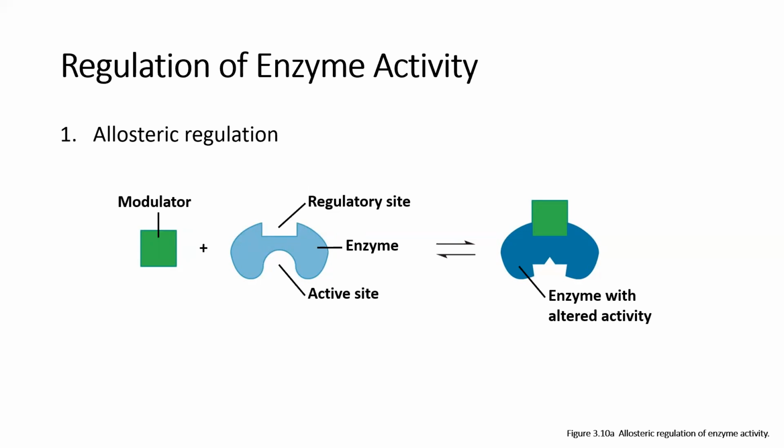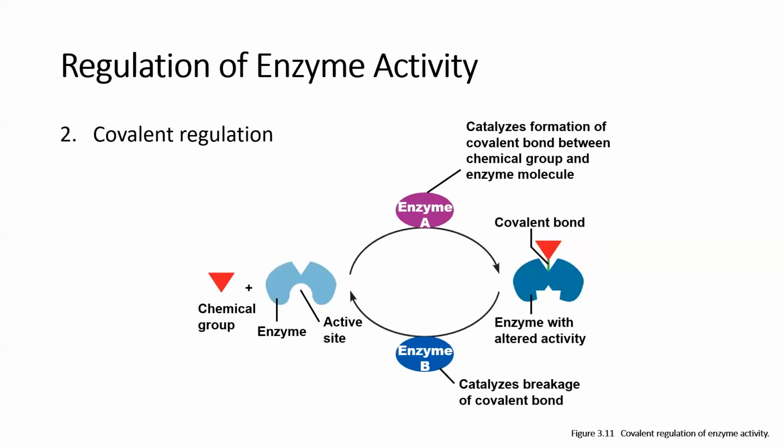And so the modulator can turn the enzyme on and allow it to bind substrate, or turn the enzyme off and prevent it from binding substrate. So that's one way that we can regulate enzyme activity. And when I say regulation, in your head, just think, turn it on, turn it off. Turn it on when it's needed, turn it off when it's not, okay? And so allosteric regulation is one example of that regulation.